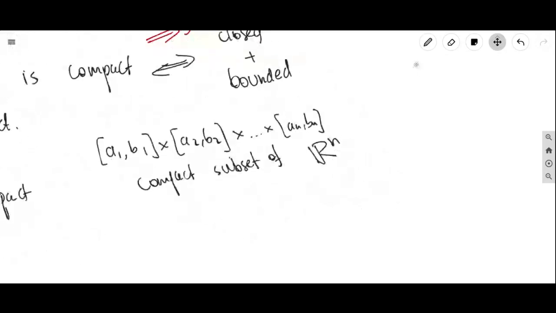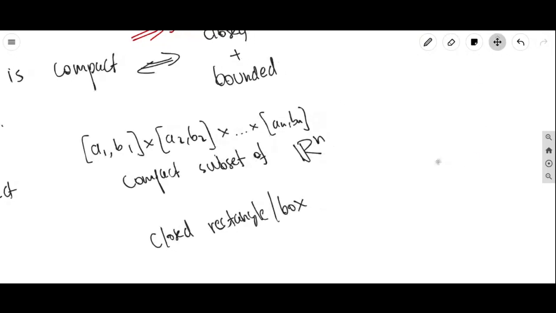That's a compact subset of Rn. So that's a closed rectangle, or you can say a box, depending on how many dimensions you want to visualize. So this is a closed rectangle. And the reason why it works is because this is a Hausdorff space. So we proved the compactness theorem when you have a Hausdorff space, and this special case applies here, so the proof goes through. So this is therefore a compact subset of Rn.